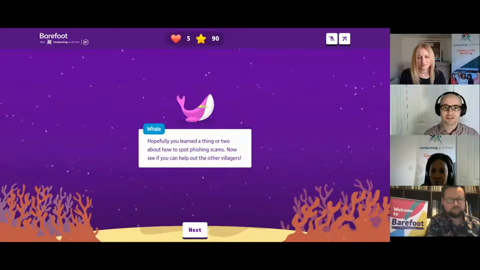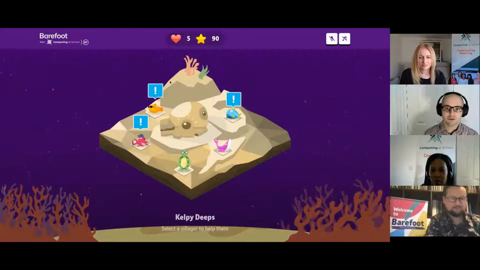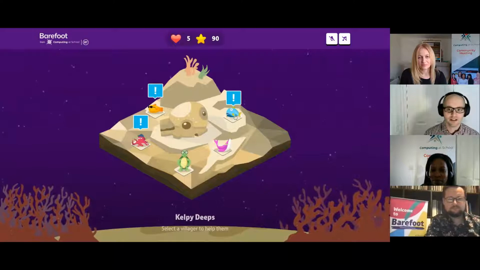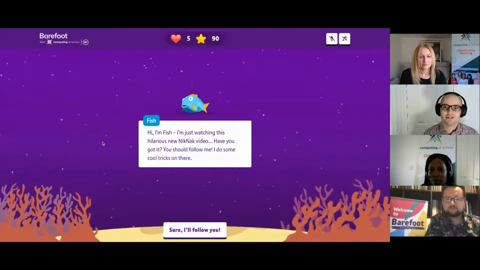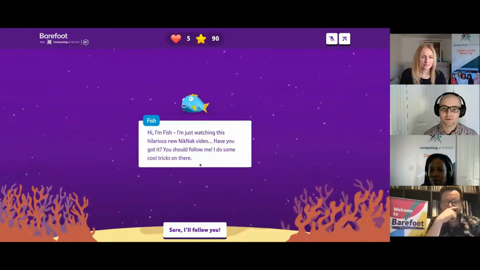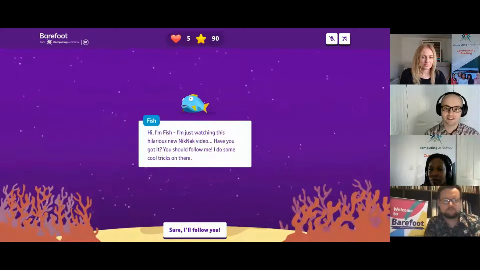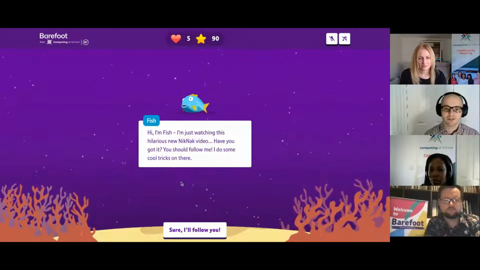So we're based in an underwater village called Kelpie Deeps, and I'm going to go for this fish. And what's really nice with the Phisherman is that when we developed it, we were really keen for it to be as accessible as possible. So all of this text, if you want, is actually read out to you as well. So your reading ability doesn't become a barrier to you finding out about phishing and how you might give away all your personal information.